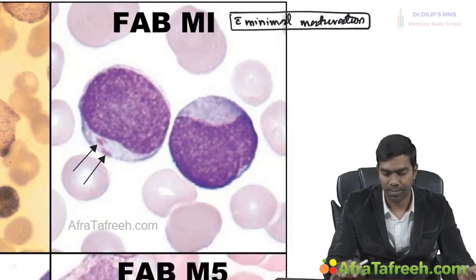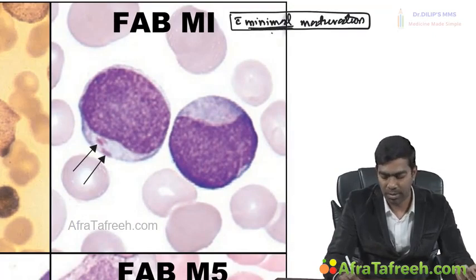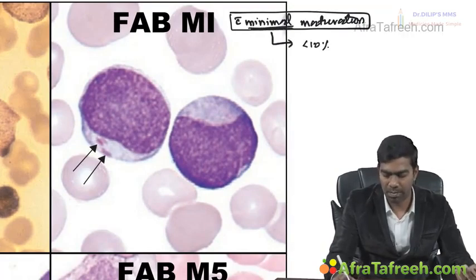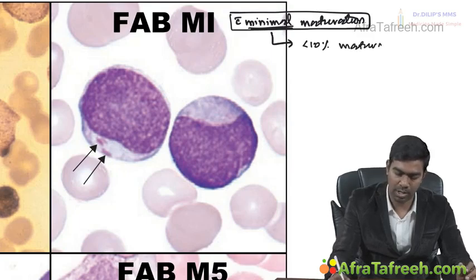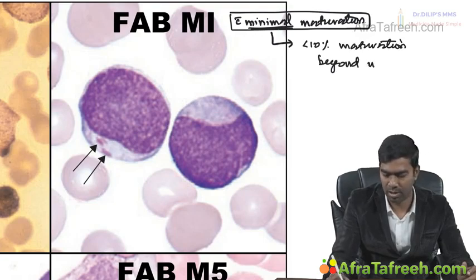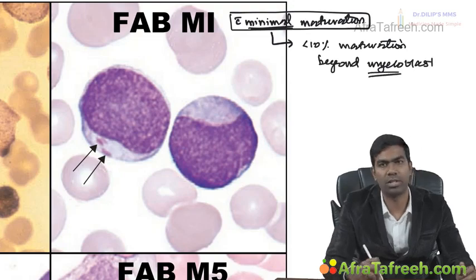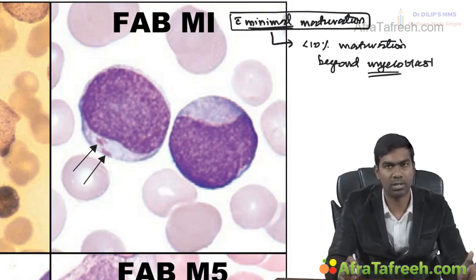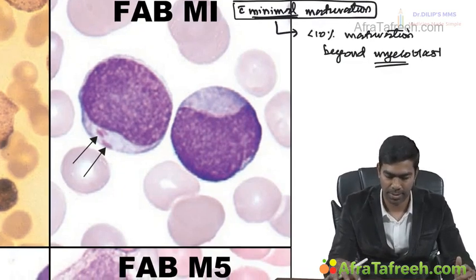The idea of minimal maturation: the word minimal means there will be less than 10% maturation beyond a myeloblast. As simple as that. So this is what we refer to as AML with minimal maturation.